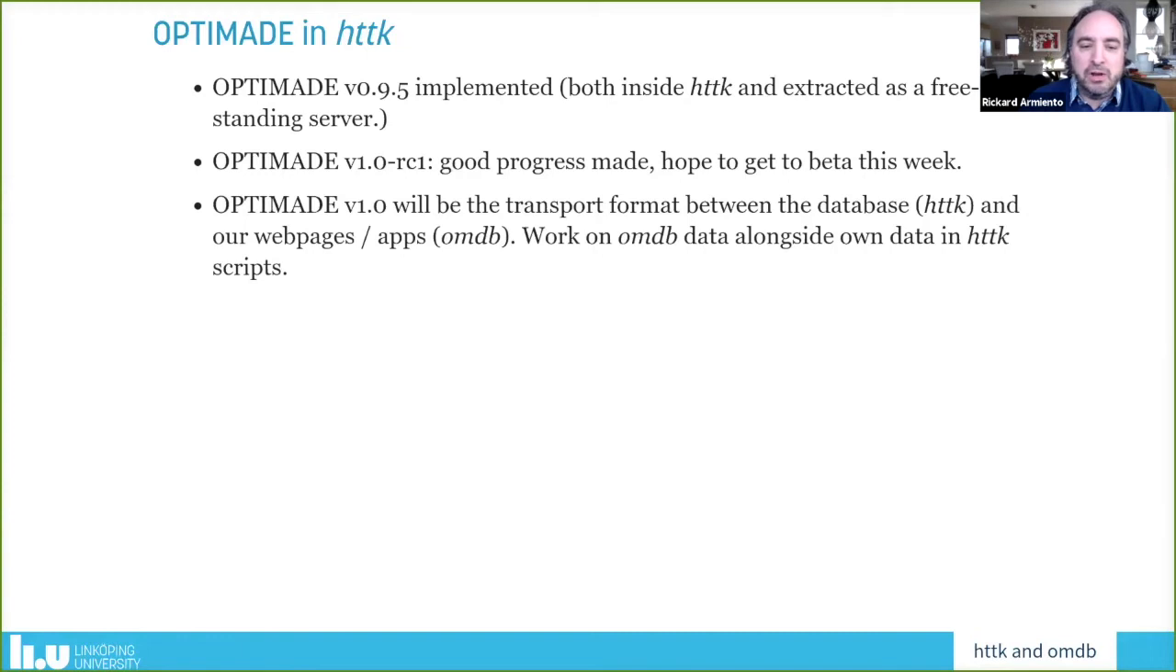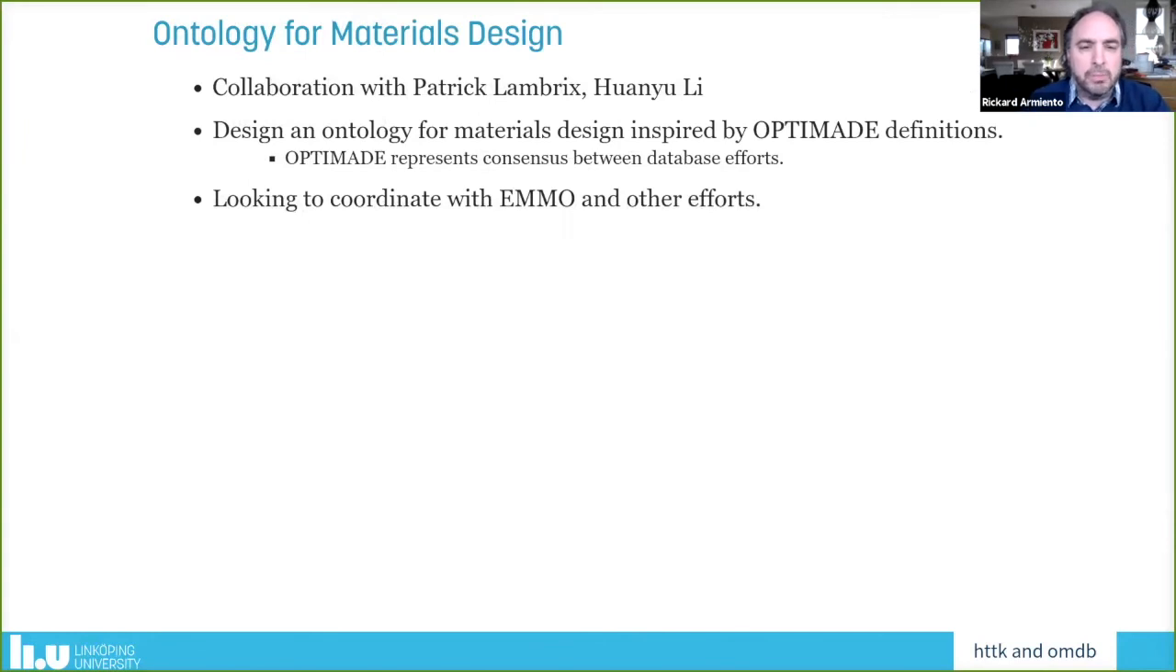This version 1.0 is intended to be the transport format between our database, where we store our data, and this front end in terms of web pages. So we can provide search, like many others here have shown, into our database with the Optimade filters and so on. And also the idea is to really be able to work with open materials database data alongside your own data using httk. Or not just the open materials database, but anything you can pull with Optimade.